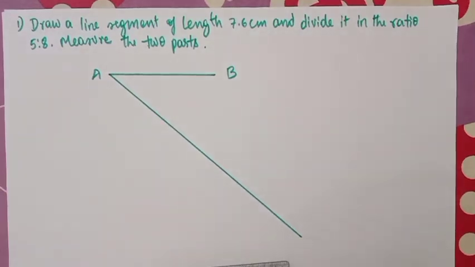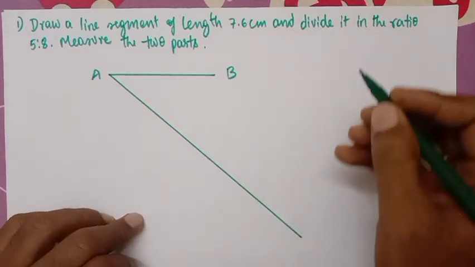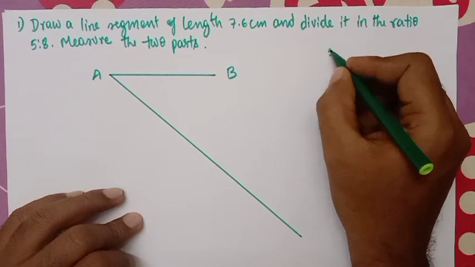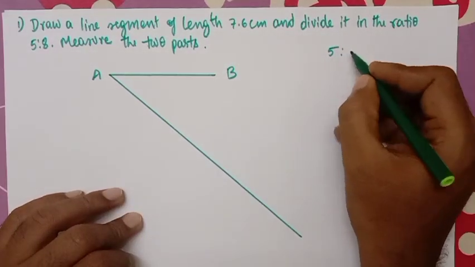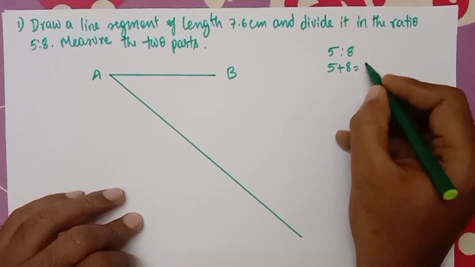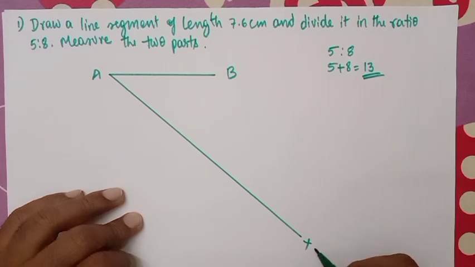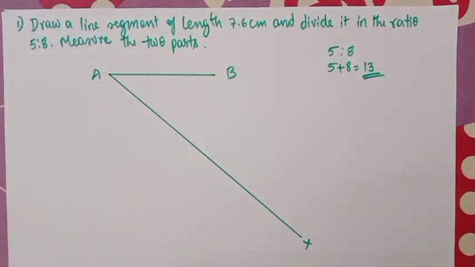And let me divide it into 13 points. How come this 13? We should divide the line AB in the ratio 5:8. So let me add up: 5 plus 8 is equal to 13. So let me divide this line AX into 13 equal parts.